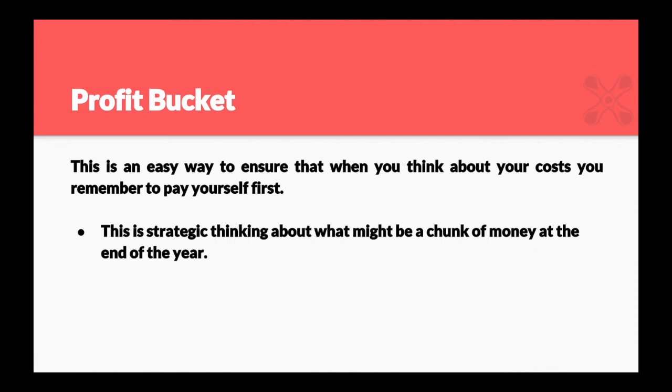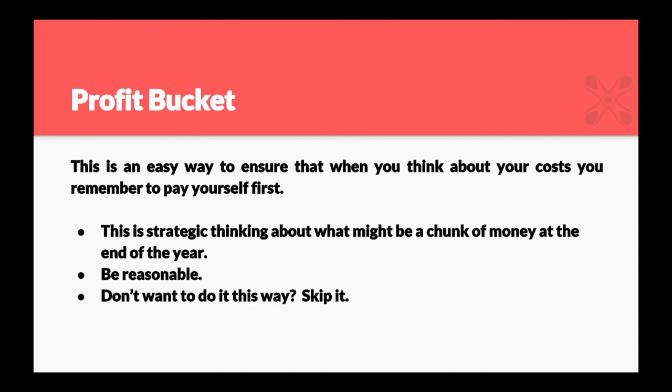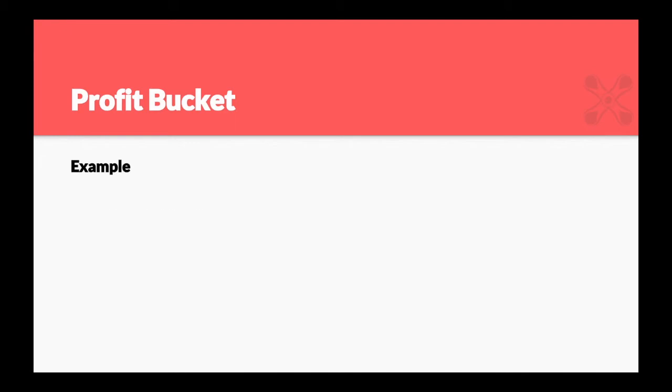If you don't want to do it this way, that's okay. It's just strategic thinking about a great way to get a chunk of money at the end of the year. We want to have a reasonable goal. So if you're a one-person shop, you don't want to say your profit's going to be $1 million. Just make sure it makes sense. And then here's our example. We want to make a goal of $50,000 for the end of the year. We think that's going to be a reasonable goal, okay?